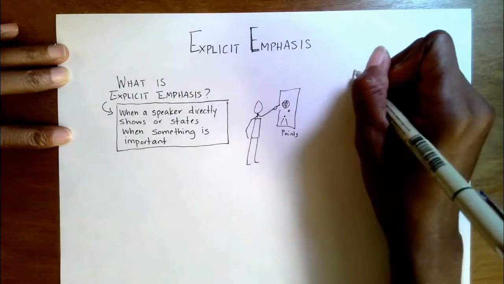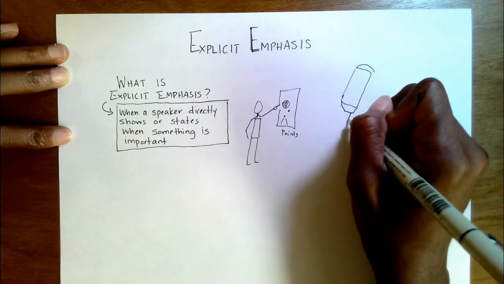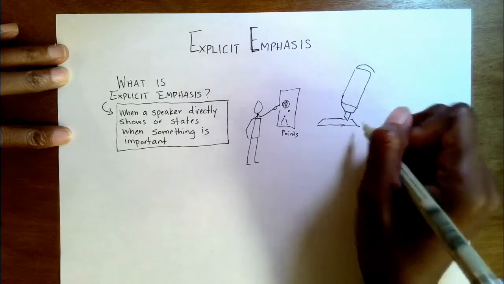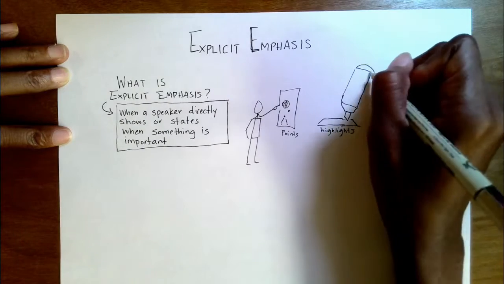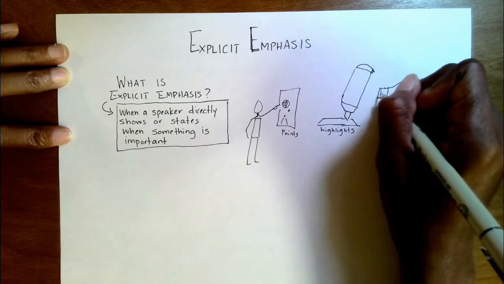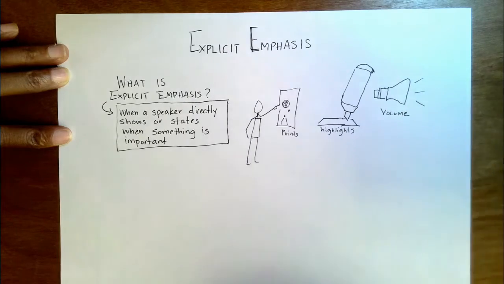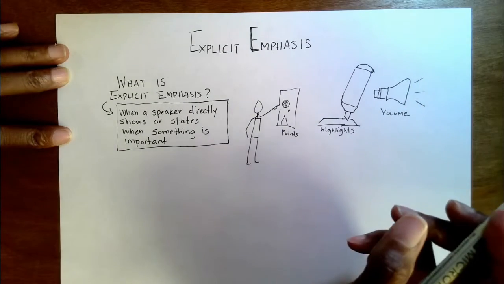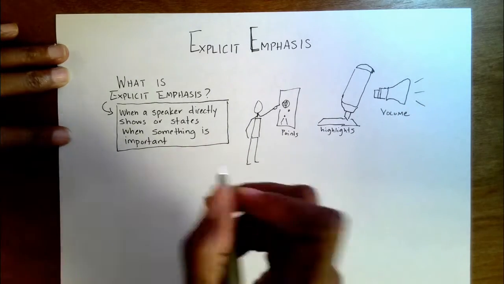Another way that they express what's important explicitly is by highlighting it. Again, that could be on the whiteboard or on a screen, or they could modulate or raise or lower the volume of their voice to get your attention to what's important.